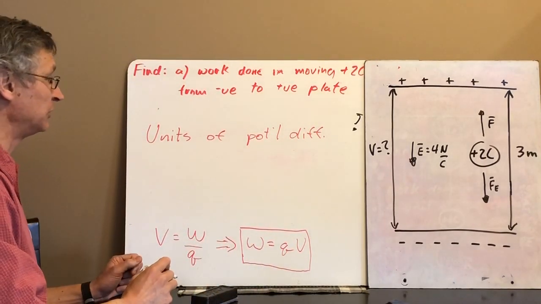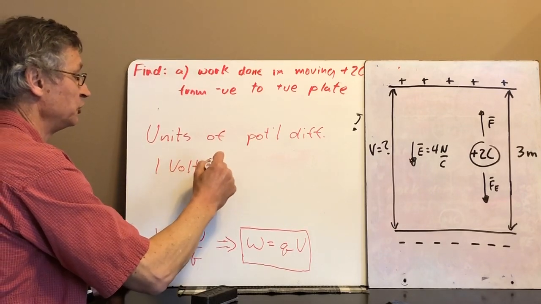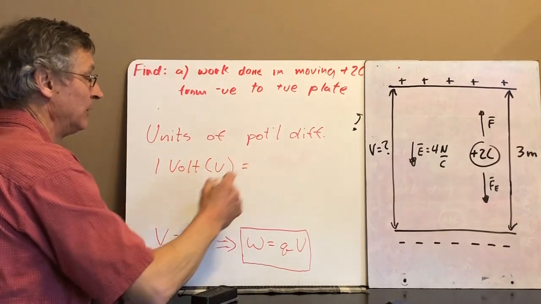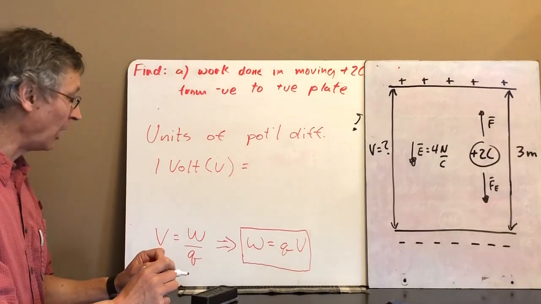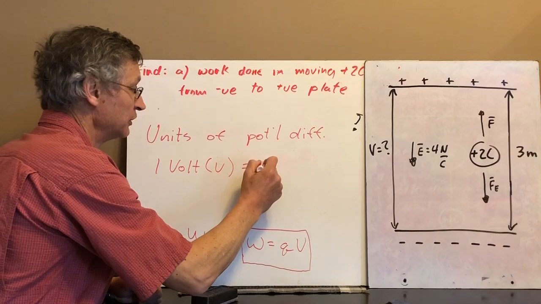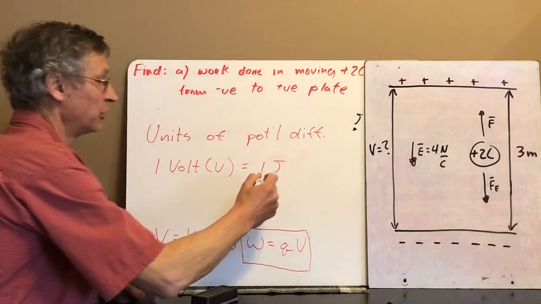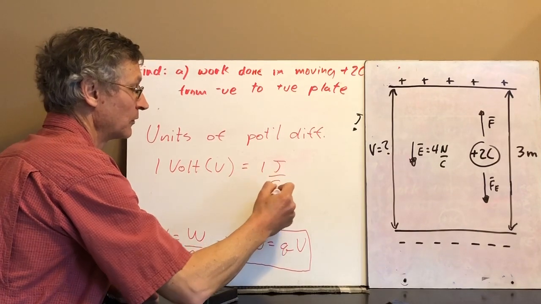Well, a unit of potential difference is a volt, which is abbreviated with a capital V. And of course, a volt is equal to a unit of work, which is a joule, divided by a unit of charge, which is a coulomb.